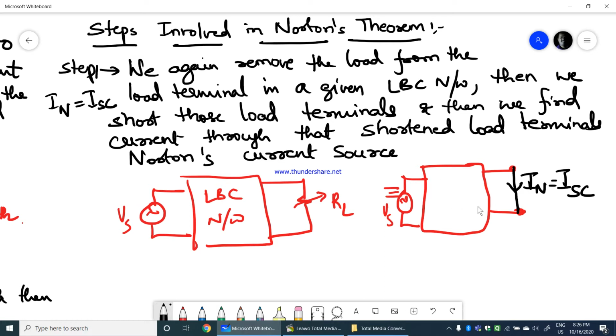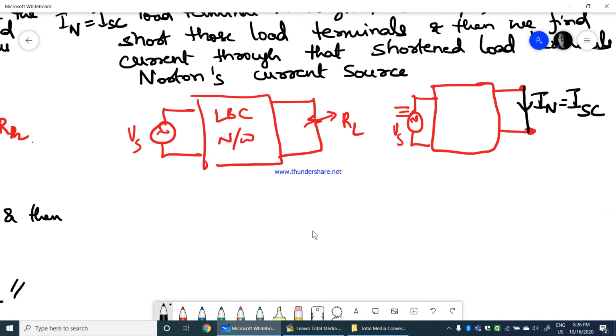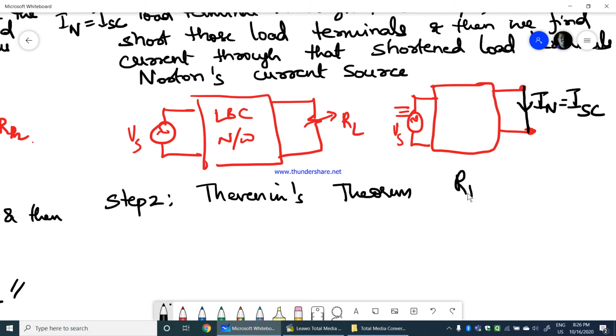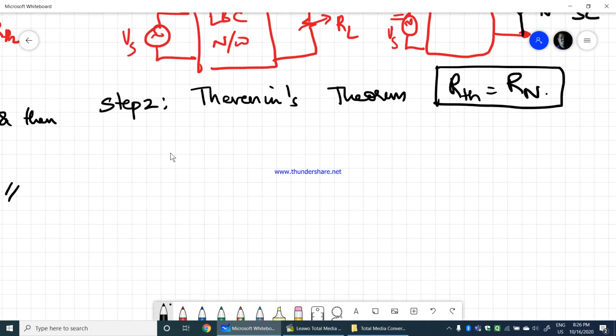Understood? So this is how we find out the Norton's current in any given network in the question. Now step 2 is same as step 2 of Thevenin's theorem, where we found RTH, which is also equal to Norton's resistance. RTH and RN are equal. Both in Norton's theorem and Thevenin's theorem, the step involved in finding out the equivalent resistance is same.